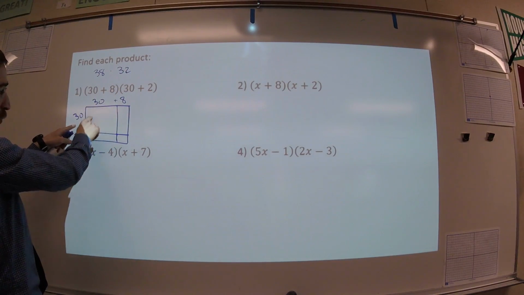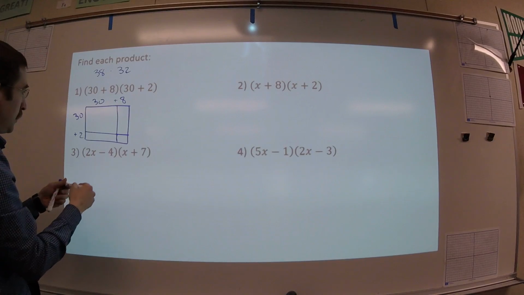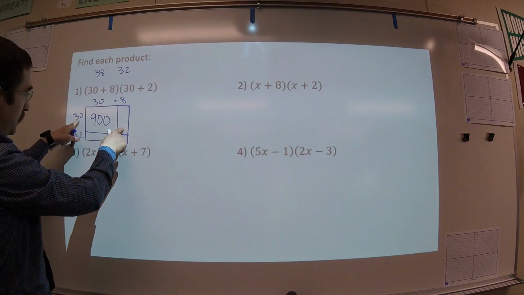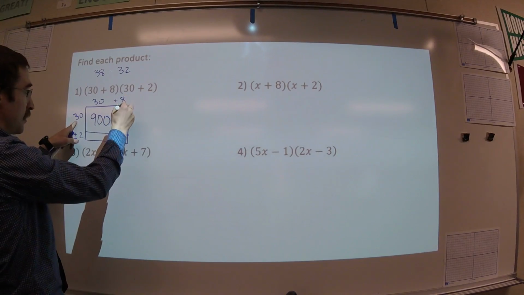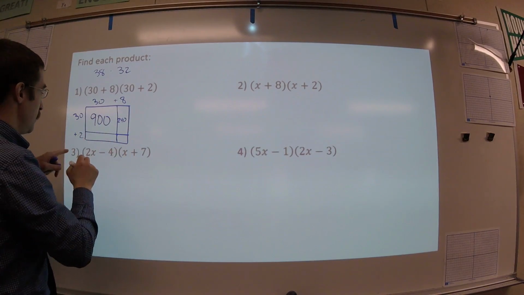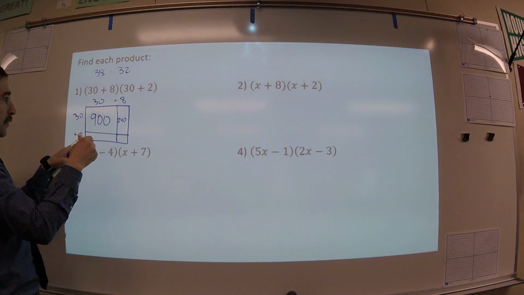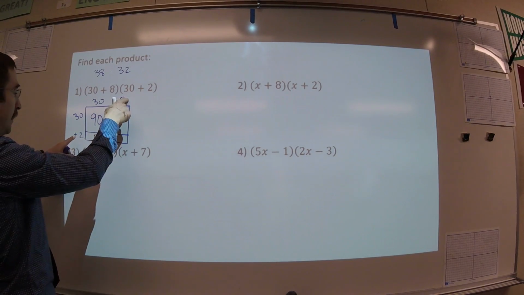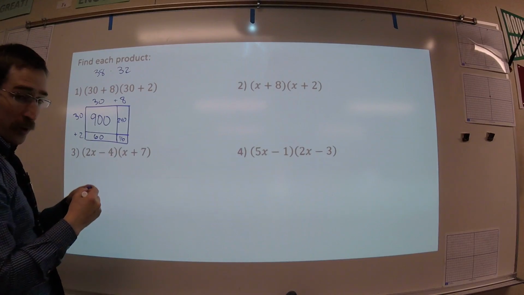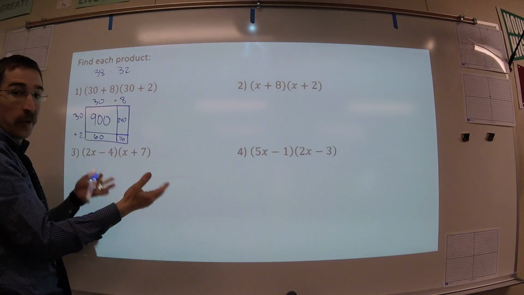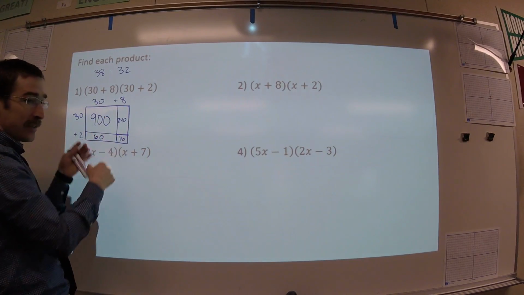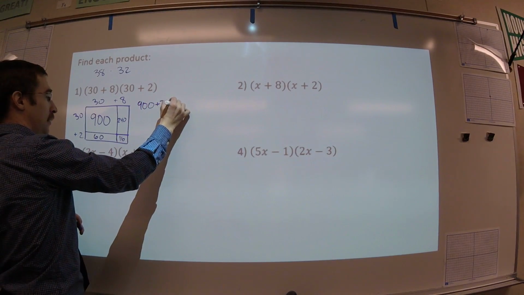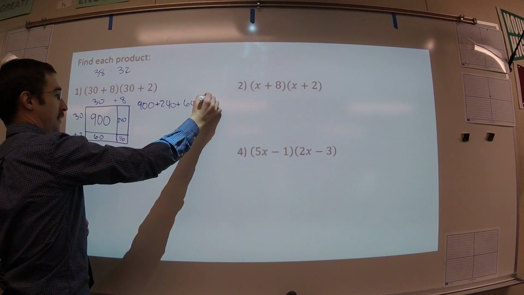So I've got this square, which is 30 times 30, which is 900. And then I have this rectangle, which is 30 times 8. 8 times 3 is 24, so that's 240. Here I have 30 times 2. Well, 3 times 2 is 6, so that's 60. And then here I have 8 times 2 is 16. To find the area of this whole thing, I just add up each of these little boxes to get 900 plus 240 plus 60 plus 16.